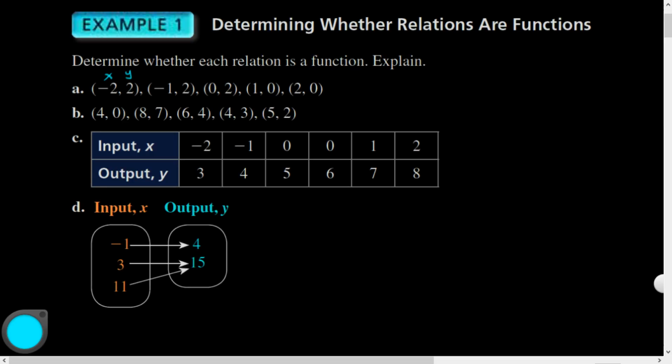It says: determine whether each relation is a function. Explain. Okay, so here we go. If I input -2, my output is +2, is what that's saying. Question, comment?